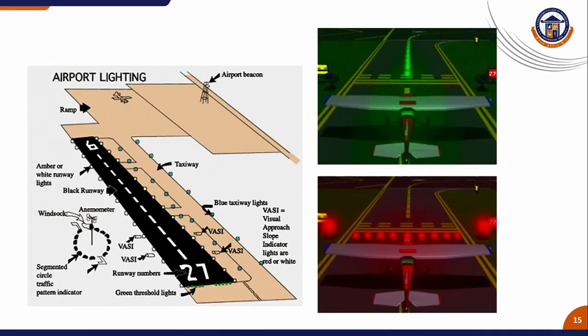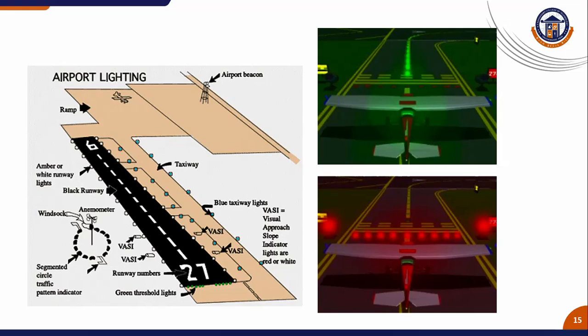Airport lighting. Here you see the ramp, airport beacon, the taxiway with blue taxiway lights, and VASI. The visual approach slope indicator lights are red or white, and then runway numbers and green threshold lights. The various components such as the wind direction indicator, anemometer, windsock and segmented circle traffic pattern indicator are properly shown in the diagram.